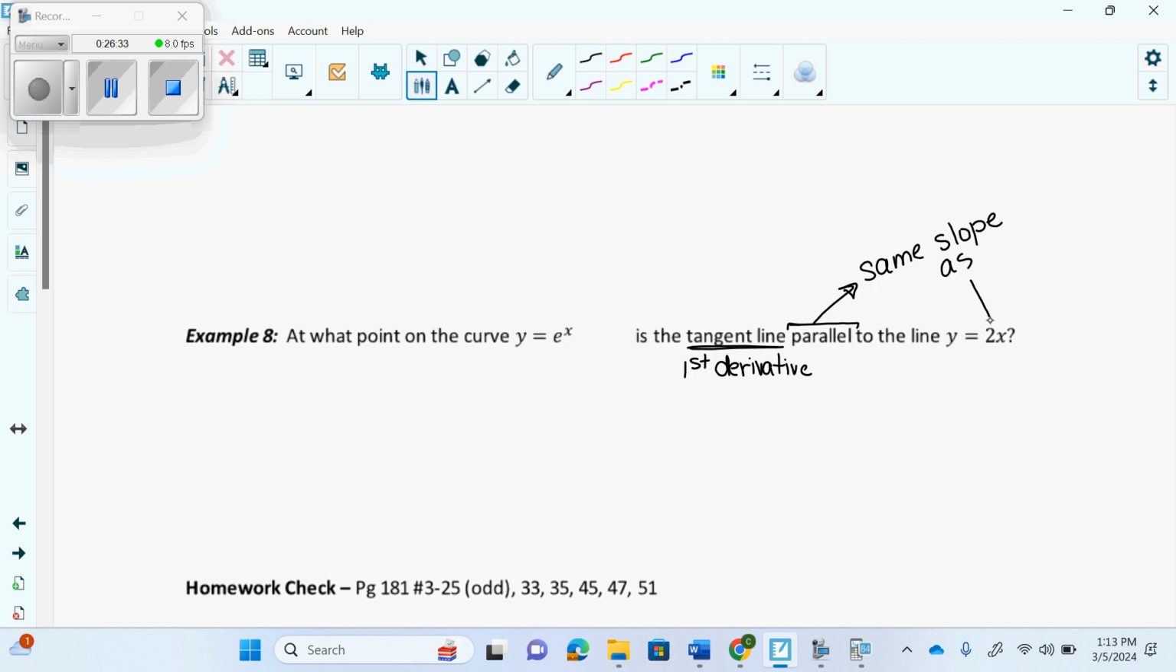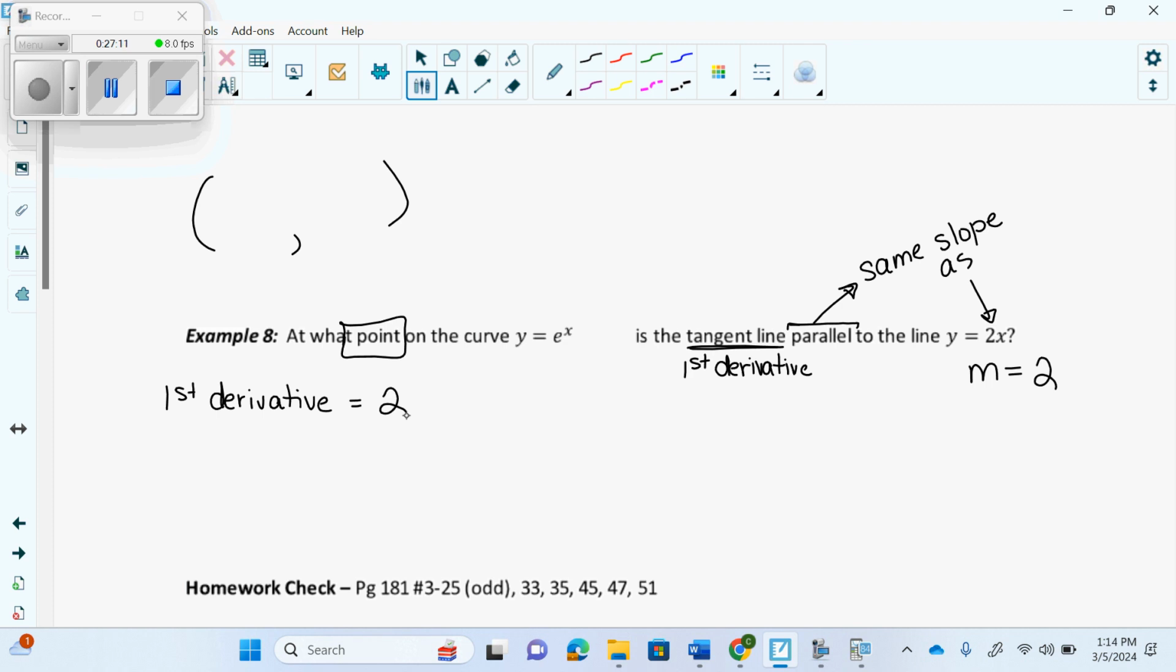Same slope as this. What's the slope of that equation? 2. So m equals 2. So they want to know at what point, so what coordinate, we need some coordinate, on the curve of y equals e to the x is the first derivative equal to 2, correct? So we want first derivative equal to 2 is what they're essentially saying, right?